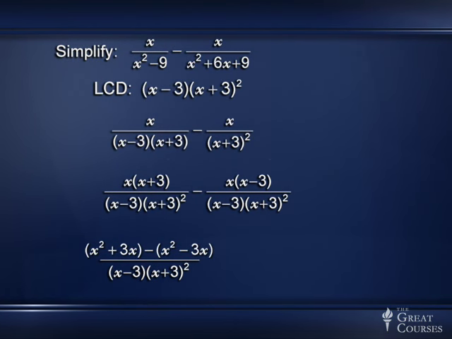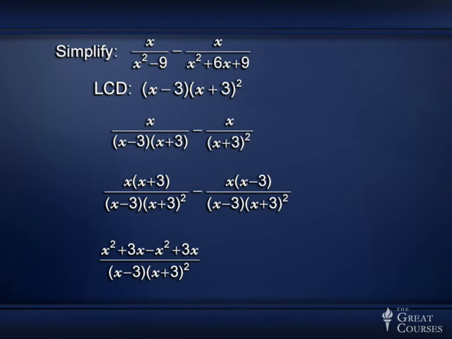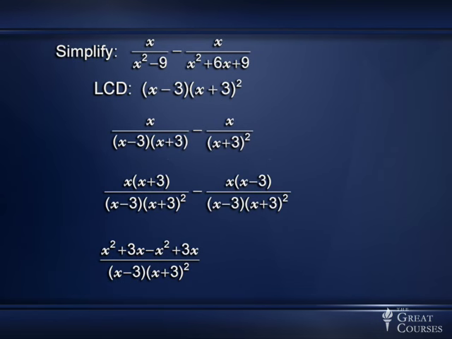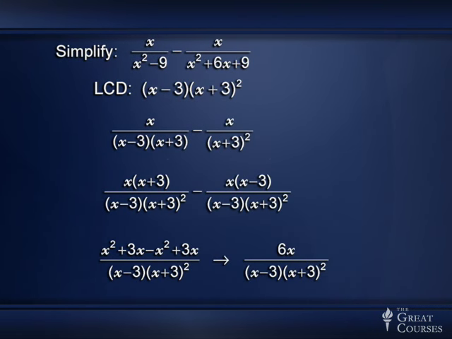Make sure that the minus sign gets distributed to all of the terms of the second numerator. And so what you'll have then as the combined fraction is this: x squared plus 3x minus x squared plus 3x, all divided by x minus 3 times x plus 3 squared. And when you simplify that numerator, the x squareds will cancel with one another because you're subtracting them away from each other, and you're left with 6x, all divided by x minus 3 times x plus 3 quantity squared.